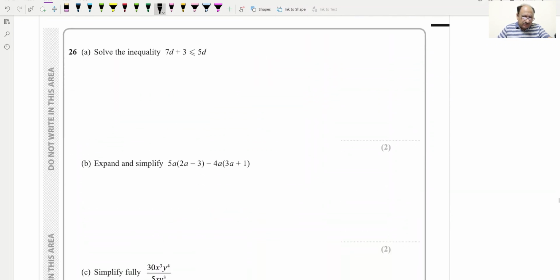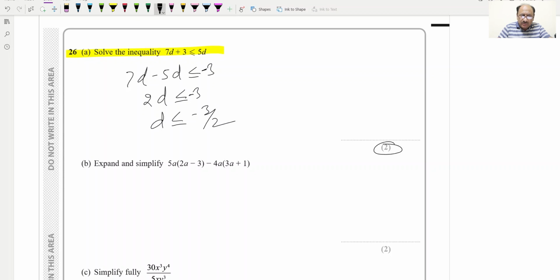Now question number 26 says solve the inequality, and this is a simple question for 2 marks. So 7d, 5d we can shift to other side, so 7d minus 5d is less than or equal to 3, and 7 minus 5 will be 2d is less than or equal to 3, and d is less than or equal to, this should be basically minus 3, so minus 3 by 2, and answer is minus 3 by 2 or minus 1.5. This will be our final answer.